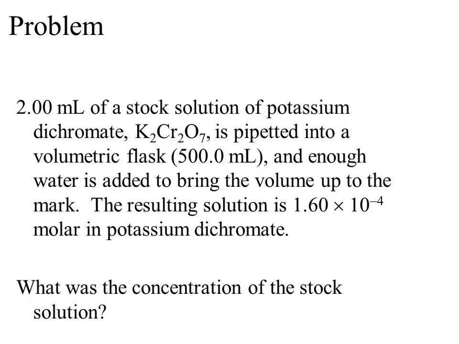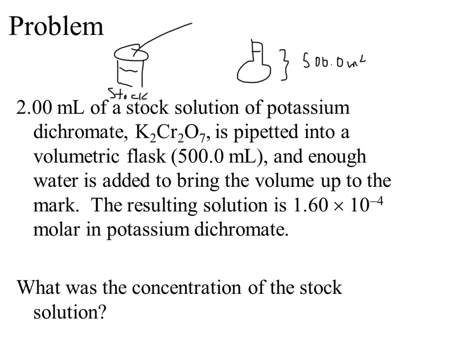To tell you what this one looks like, I'll draw the stock and the diluted solution up there because it's very similar. I'll let you read through it a little bit. So there's my stock. In this case, they said that 2 milliliters of a stock solution was added to a volumetric flask that has a capacity of 500 milliliters. So here's my volumetric flask, here's my calibration mark, 500 milliliters with 4 sig figs, and here's my transfer amount, 2.00 milliliters.